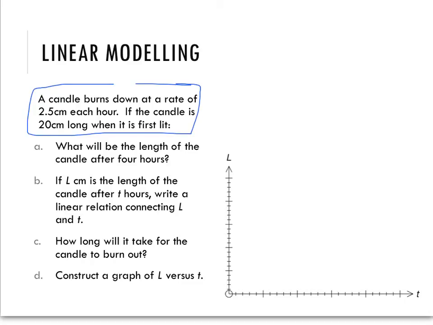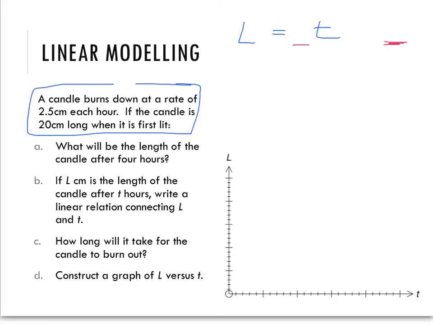So if I jump down to question B, they're asking us actually to write an equation there. So they're saying the length of the candle after T hours. So we want to write an equation where we've got L equals something something T. Okay, so we need a gradient value and we need a y-intercept value. So the thing that's changing over time, because time is our x-coordinate, if you like, or our independent variable, the thing that's changing over time is the rate at which it's burning. So it's decreasing by 2.5 centimetres per hour.